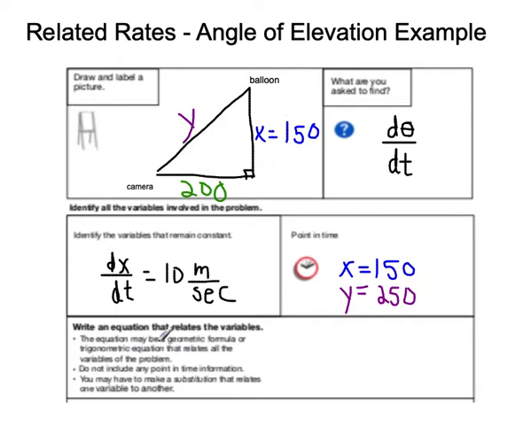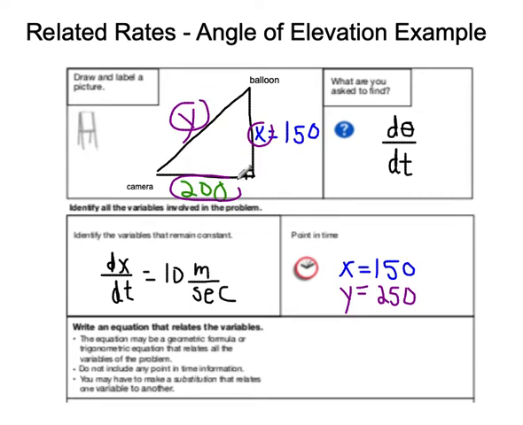Like it says, the equation may be a geometric formula or a trigonometric equation. And this is going to be a trigonometric equation. And it says, do not include any point in time information. So we cannot include the 150 or the 250 in our problem. So that means we can include the 200, okay? And we can include the x, or we can include the y.